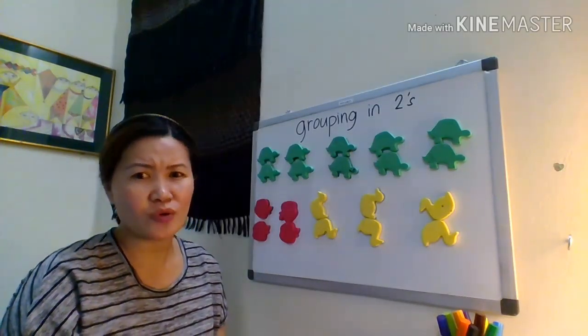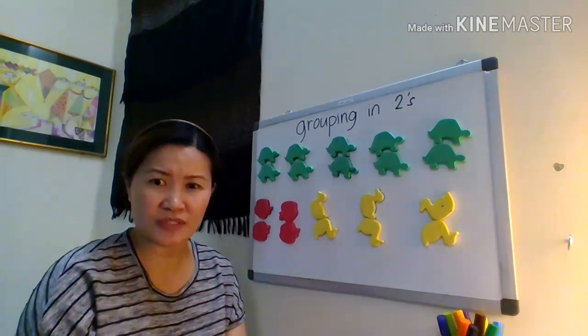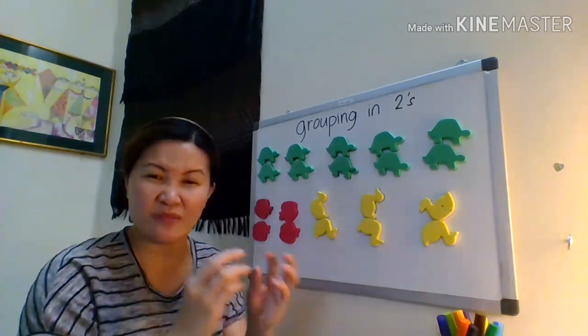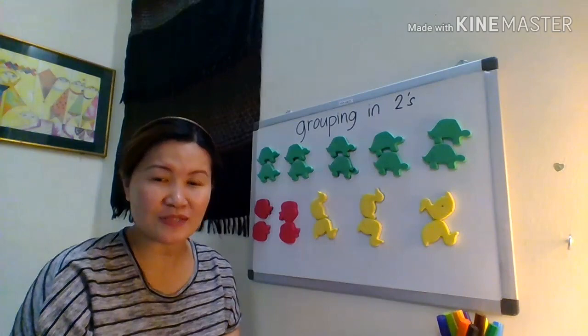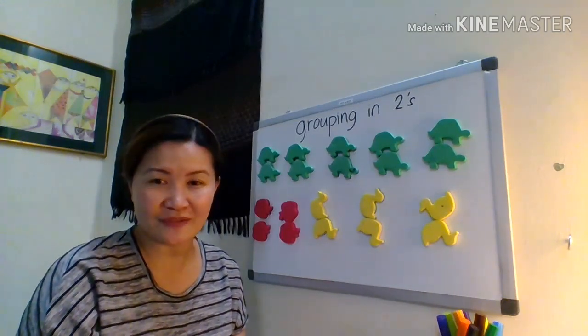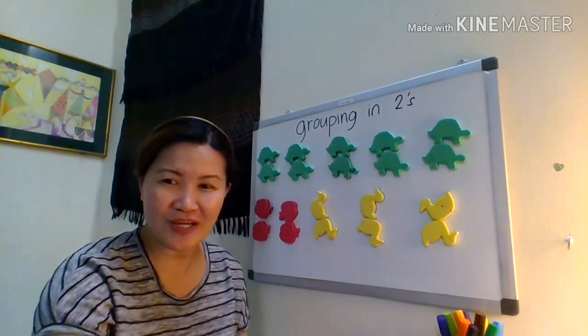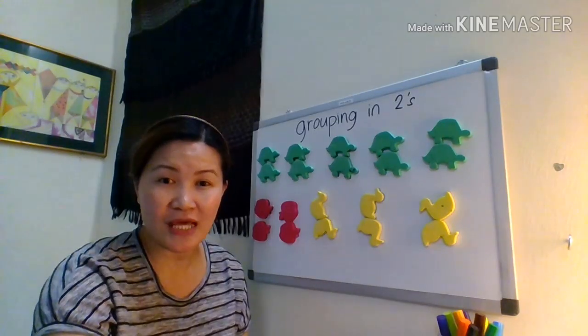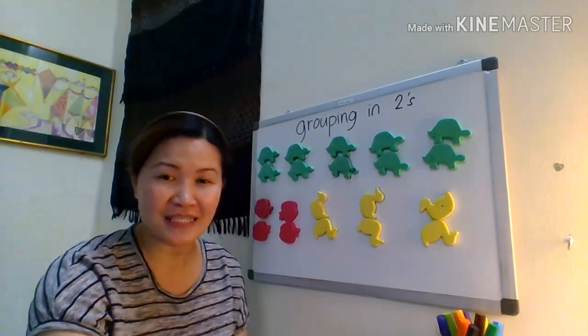And you can do those groupings into 2s. Any objects in your house, you can group them by 2s. Okay, so it's much easier to count. Thank you. I hope you enjoyed how to group in 2s and skip count by 2s.